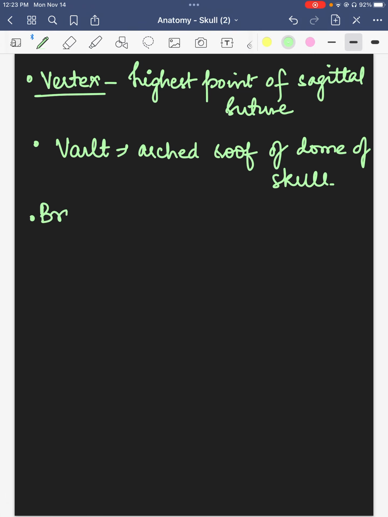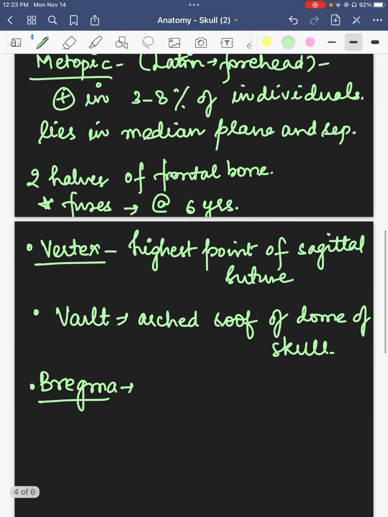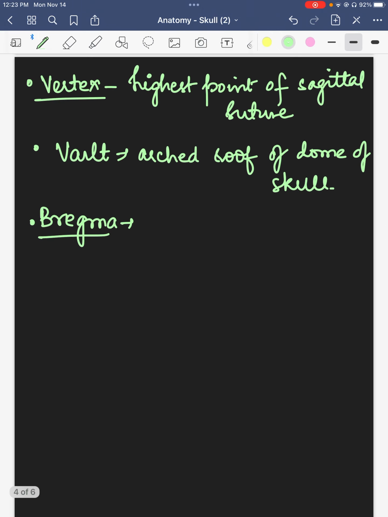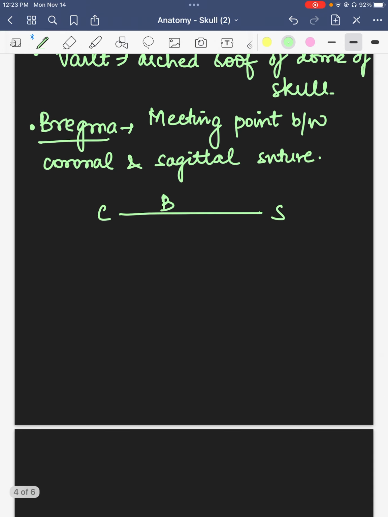What is bregma? Let's get back to the diagram. I'll show you where bregma was. Bregma is this point. Bregma is the meeting point between the coronal and sagittal sutures. Remember it through this: CBS.